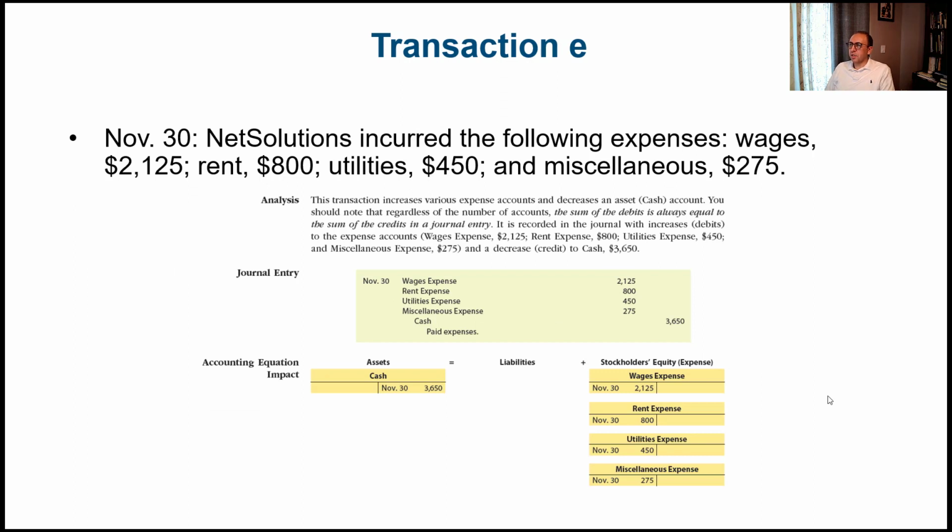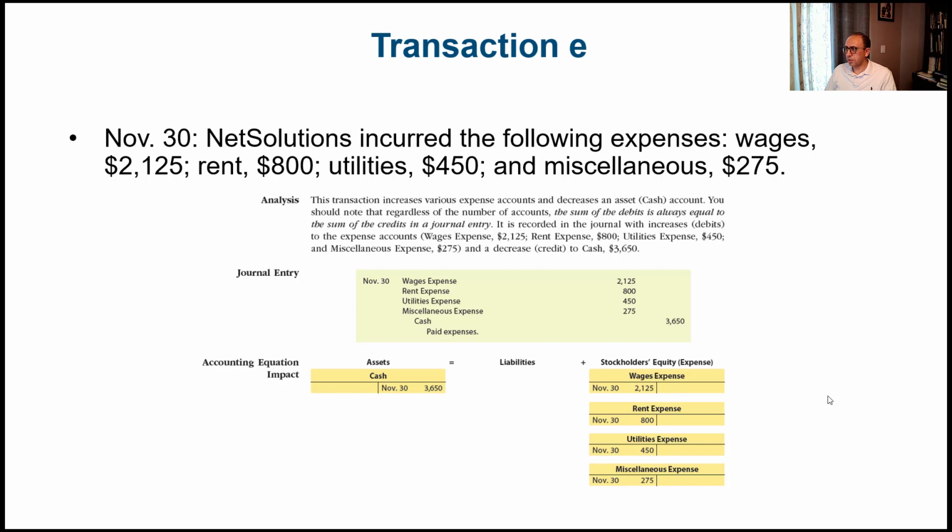Let's see transaction E. And by the way, we did all these transactions in chapter 1, and that's why I'm going through them a little bit quicker. But I want you to pay attention to the idea of debit and credit now. So Net Solutions incurred the following expenses. And when we incur the expenses in this case, we also pay them all. So we paid the expenses. We had wages, we had rent, we had utilities, and we had miscellaneous expenses.